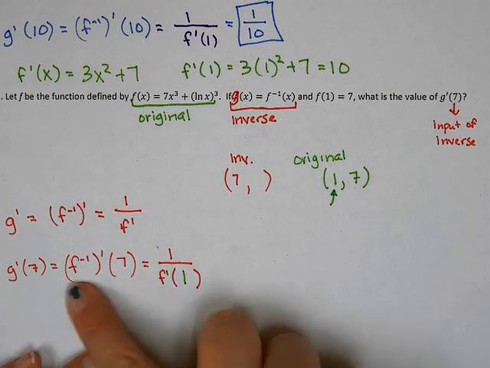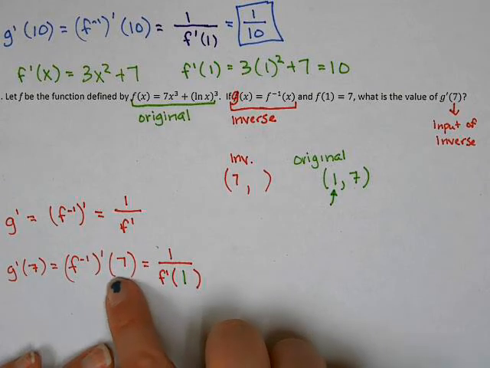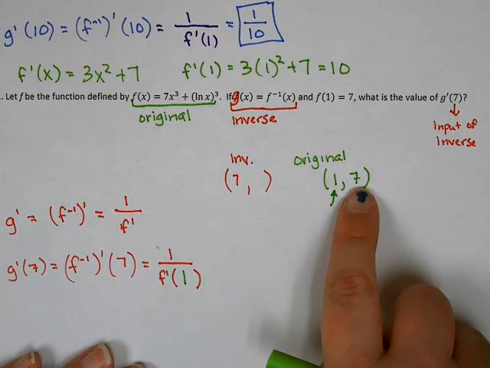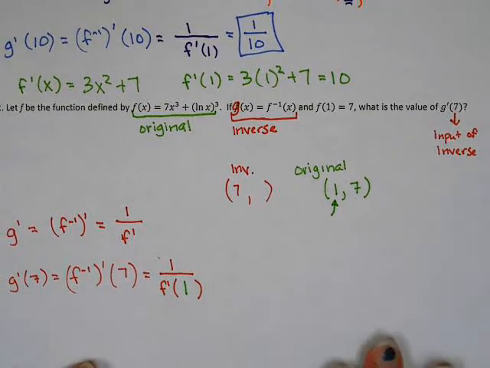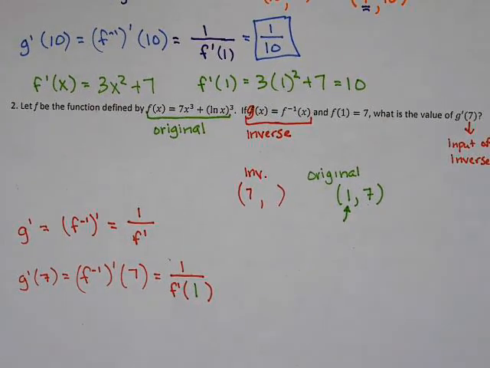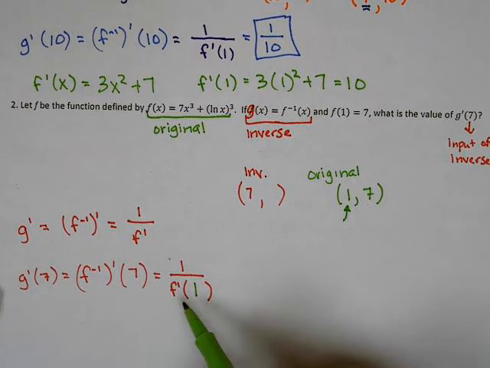All right, because this portion here is the input of the inverse, which means it's the output of the original. Okay, I know it's a lot of inputs and outputs. Hopefully you guys are still with me. Okay, so that means then we're going to need the derivative of the original function so that we can find f prime of 1.